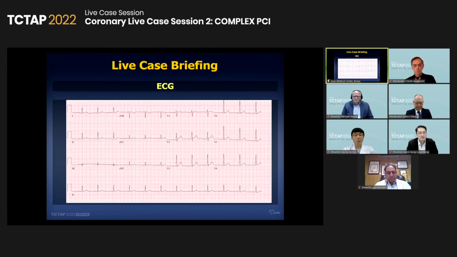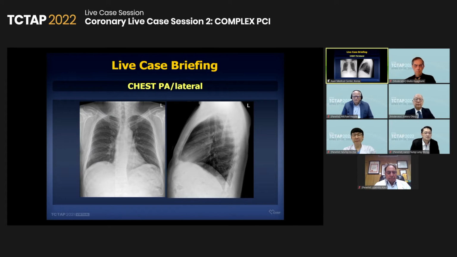Next. This is the baseline ECG. There's no definite Q-wave or remarkable findings. Next. And this is a chest PA. There's also no definite cardiomegaly.